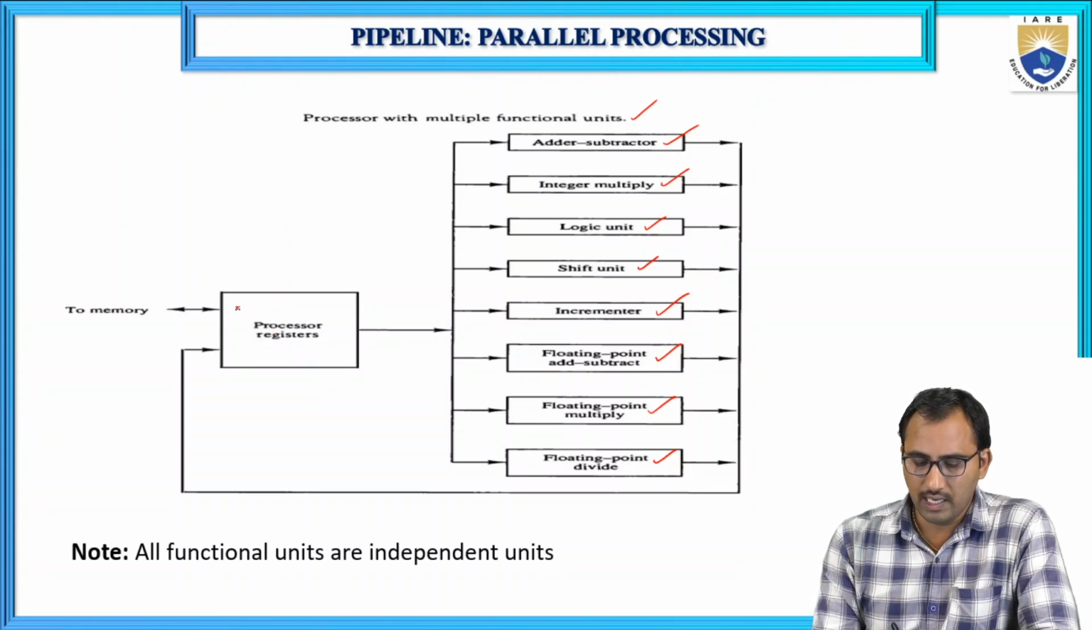We have the processor registers. All these functional units will receive the data from the processor registers. After that, they perform the operation, and the results are given back to the registers, and the data stored in the processor registers we can send to the memory too.